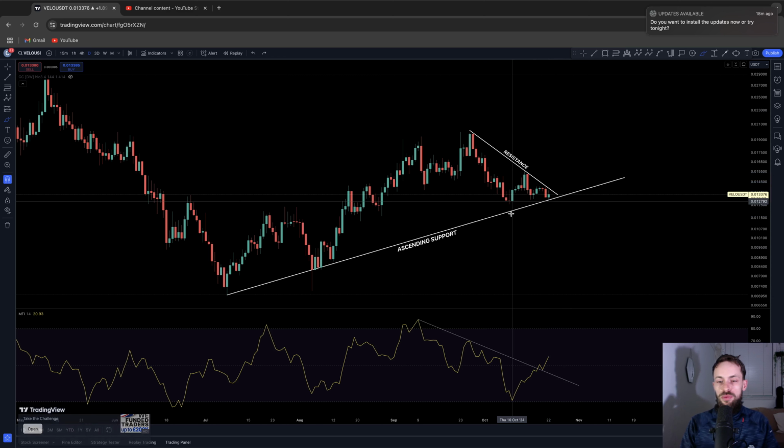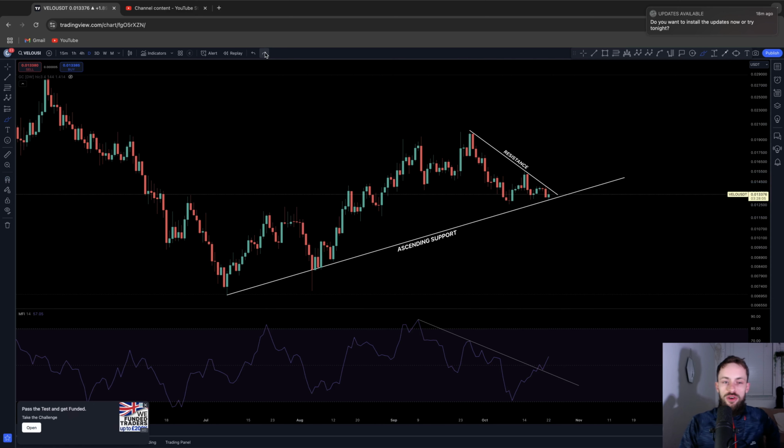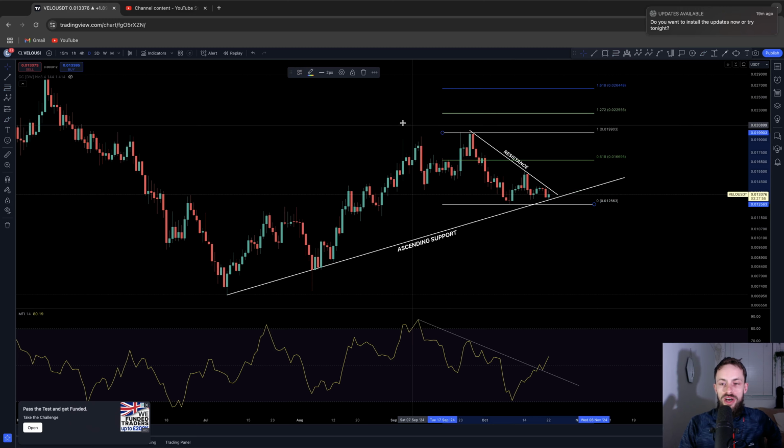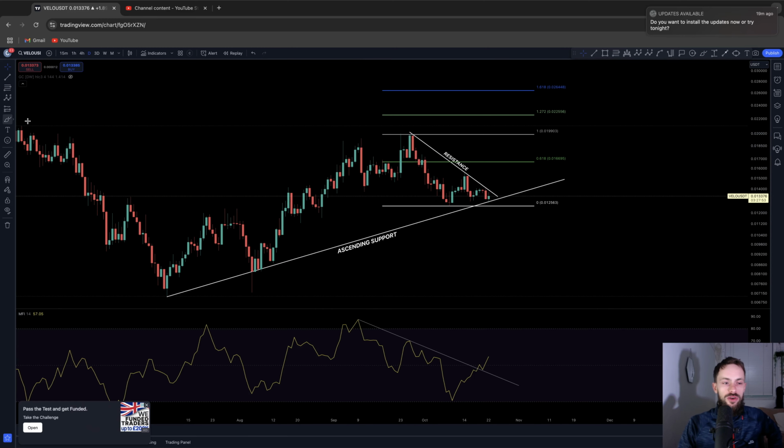So I think 0.014 to 0.016 is the crucial range that we need to see Velo break out of in order to see any sort of continuation back up to the 0.02 highs that we're coming down from. So right now, this descending resistance has to be broken for Velo. We need to break out, see a retest, and eventually get back above 0.0166. So that is key resistance from our local low back to the previous high that we're falling from.